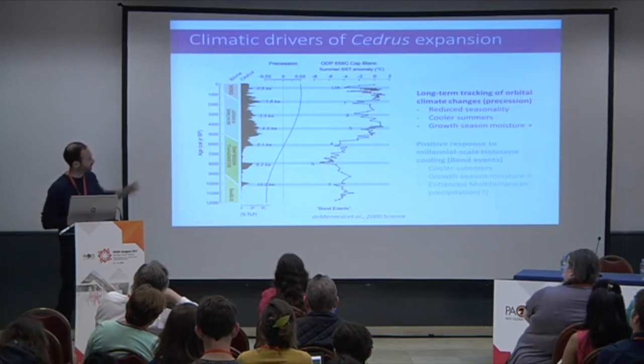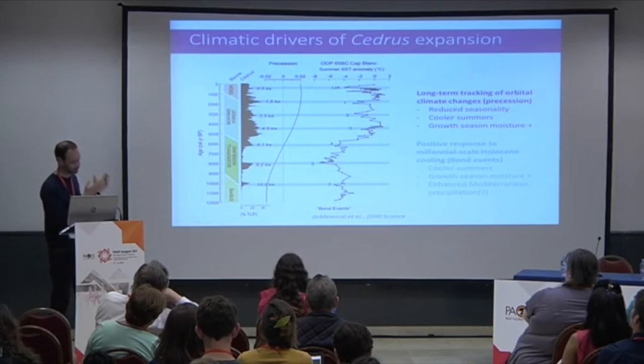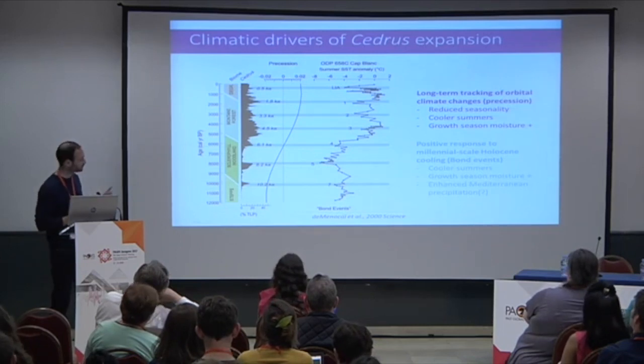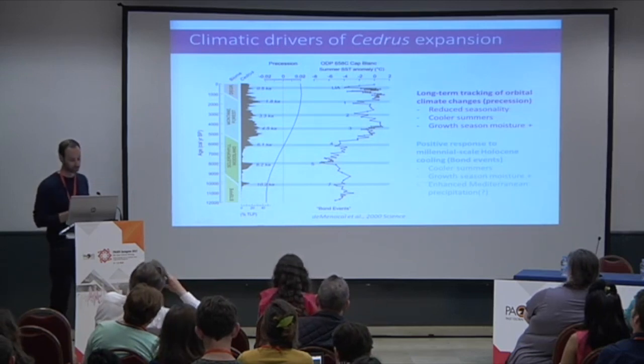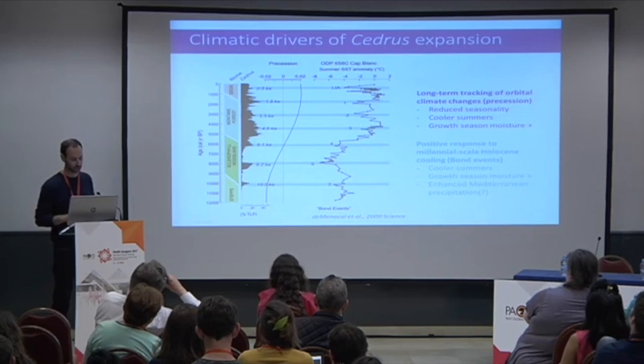At the time, the great insight from this was the connection between these cooling events and the high latitude Bond events. And what we see is a positive response of this particular species on millennial timescales to the Holocene cooling events, associated tentatively with cooler summers, again, enhanced growing season moisture, and possibly enhanced precipitation coming from the Mediterranean, a shift in seasonality of moisture perhaps as well.